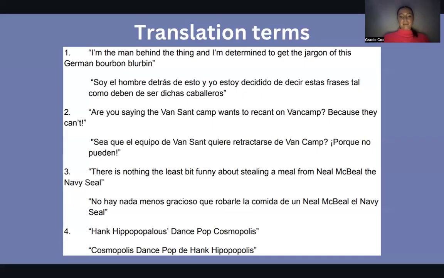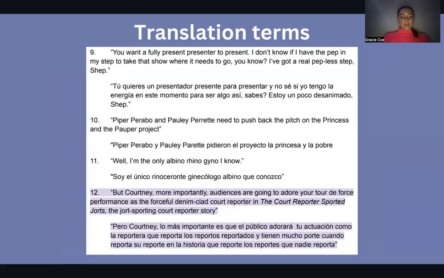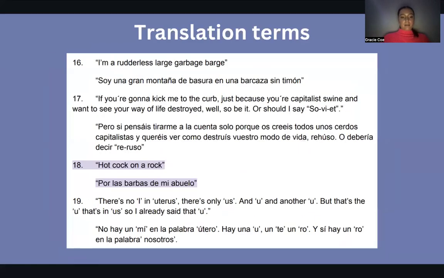Okay, I'm running out of time, but I do want to talk about one that is really good. Here we go. Hot cock on a rock is something that somebody said to mean like, oh my goodness. And it's not an established phrase in English, but the translator found an established phrase that gave the same sort of meaning of surprise and shock, which is por las barbas de mi abuelo. And that's an established phrase in Spanish that means my heavens or my goodness. So honestly, that is probably the best example of transcreation that I have here.